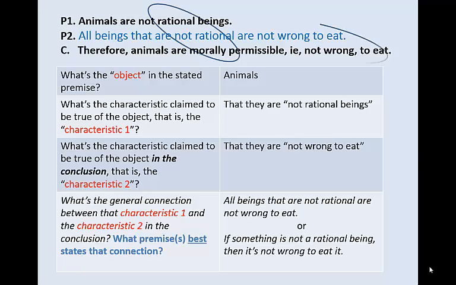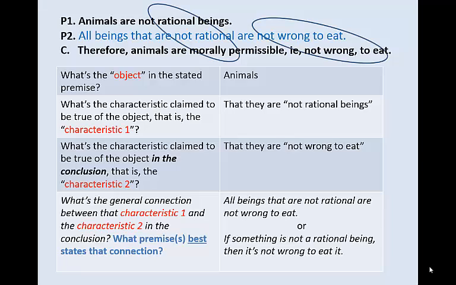We've got these two characteristics linking up. And again, of course, we could also have the premise: if something's not a rational being, then it's not wrong to eat it. And animals are not rational beings, so therefore, animals are not wrong to eat. So it's not wrong to eat meat. Okay, so this argument would be logically valid. The premises lead to the conclusion.